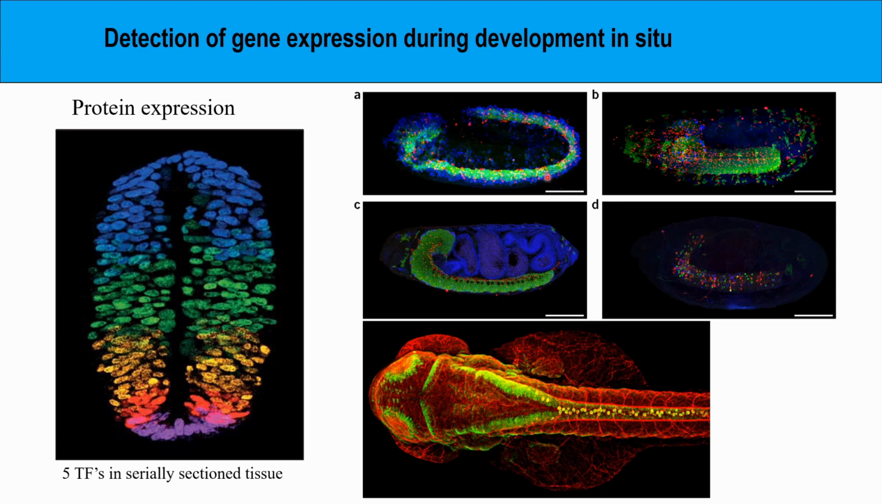And here are some developing Drosophila embryos and a zebrafish embryo where we have used antibodies and then secondary antibodies with fluorescent tags to detect the expression of proteins. So this is, of course, the product of gene transcription, right? And shows us where the protein is produced and at what time during development.